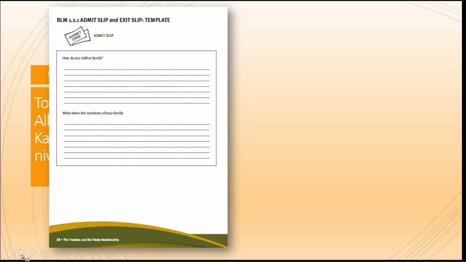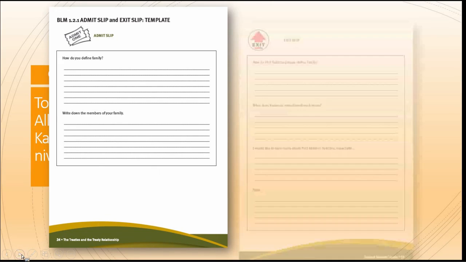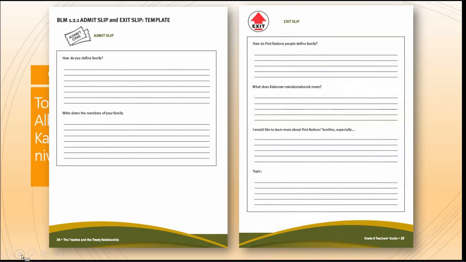You start off the lesson, you can see a black line master that is an admit slip here. Have the kids just do a bit of a free write. How do you define family? If I was in class right now, I would leave that pretty darn open-ended. Does it have to be your blood sister? Does it have to be your biological father? I don't know. Do you include your mom's second cousin? Let the kids define family on their own.